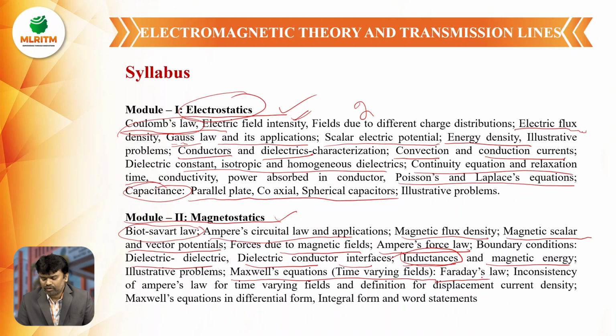From Faraday's law we will derive one Maxwell equation. From the magnetic properties we will derive the other Maxwell equation. Next, here in the Ampere circuit law there is some inconsistency. How it will be overcome for time varying fields, that is also we will discuss in the second module.